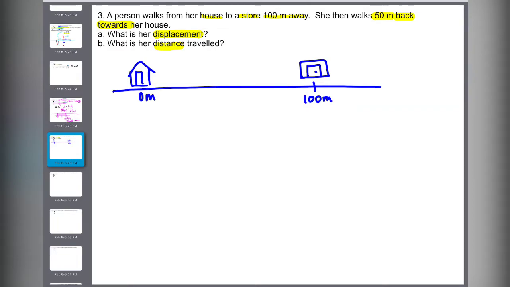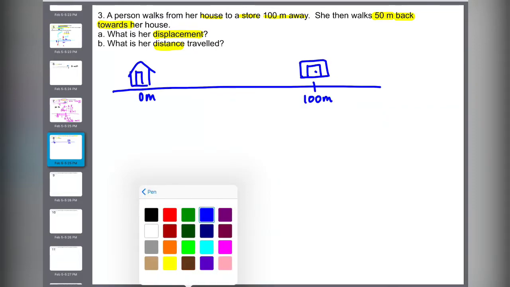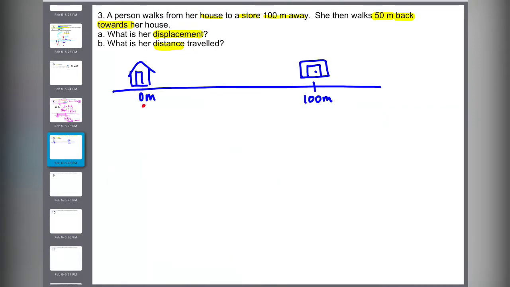She then walked 50 meters back. So she initially traveled, I'm just going to use another color, so she started off here. She goes all the way to the store. And then she walks back 50 meters towards her house.